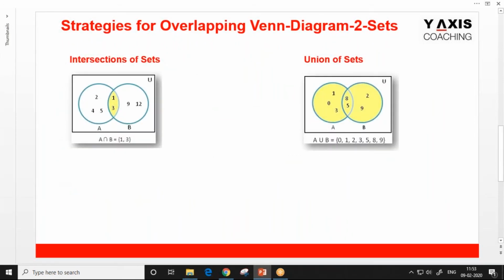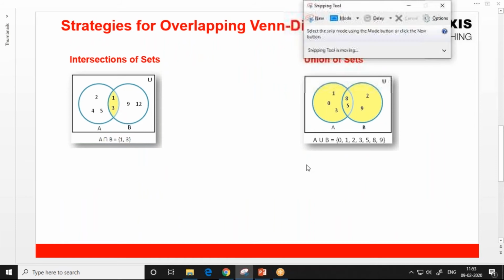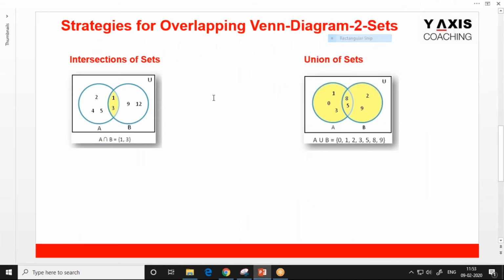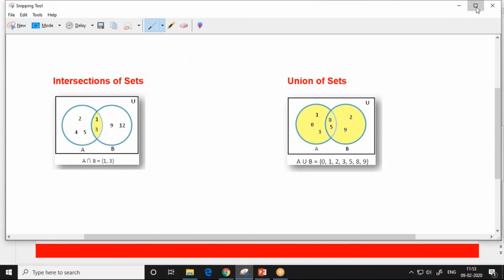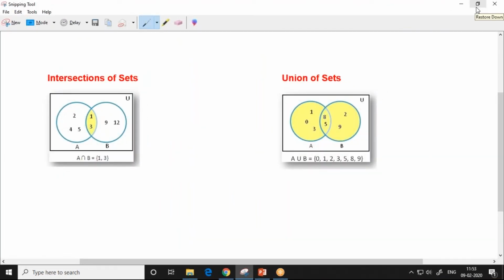So we have already discussed what union and intersection are, but I'm still trying to show you a closer look at the intersection of sets. You see here we have the elements of set A, that is 1, 2, 3, 4, 5. You can write A is equal to {1, 2, 3, 4, 5}.